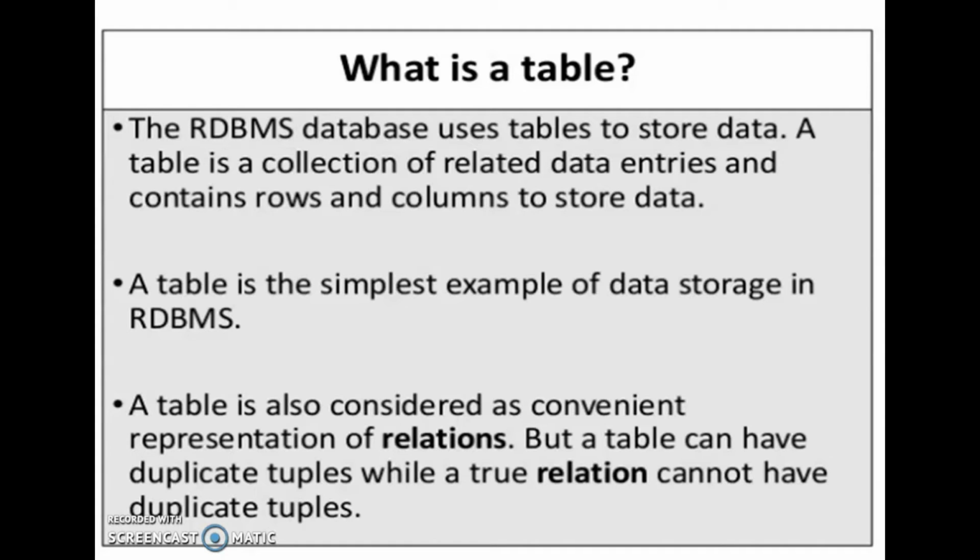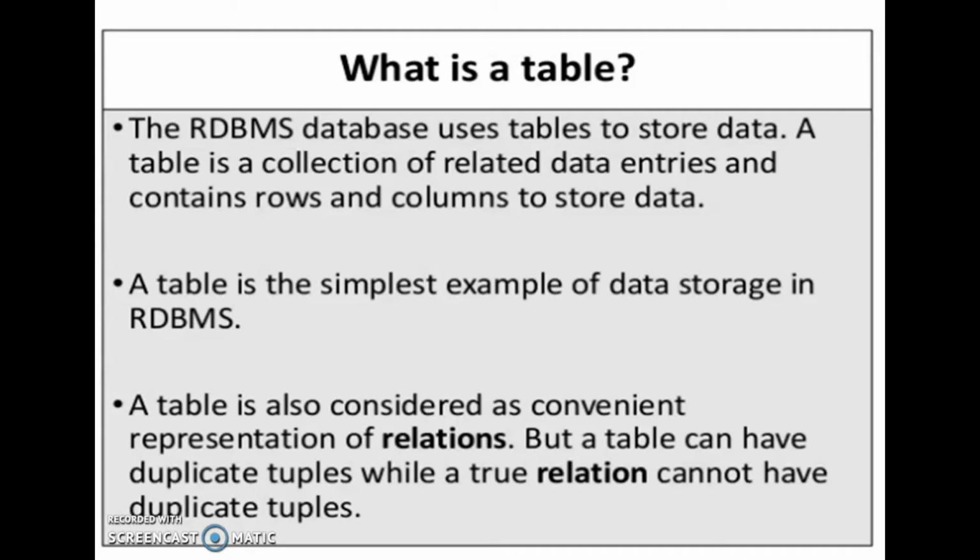The RDBMS database uses tables to store data. A table is a collection of related data entries and contains rows and columns to store data. You can store data in a tabular format, according to this row wise and column wise. Row means horizontal alignment, column means vertical alignment. A table is the simplest example of data storage in RDBMS.